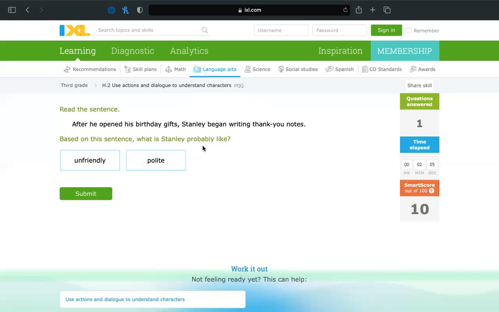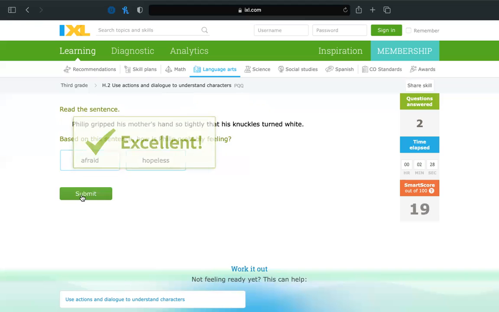So we can see that because right after he opened his presents, he began writing thank you notes. He's probably polite because he wants to say thank you, be really formal, be really nice about it. Whereas if Stanley were unfriendly, he wouldn't even care about writing thank you notes, right? He probably wouldn't even say thank you to begin with. So let's go ahead and submit this one. Great. Let's do one last example.